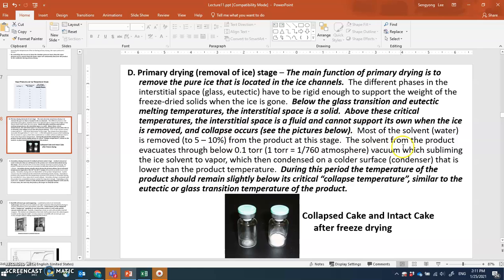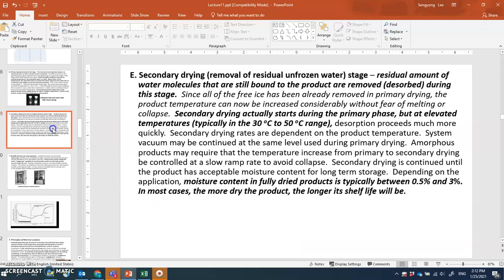During the primary drying, most of the water is removed, leaving 5 to 10% in the product at this stage, evacuated through below 0.1 torr vacuum, which sublimes ice solvent to vapor, which then condenses on the colder surface. During this period, the temperature of the product should remain slightly below its critical collapse temperature, which is similar to the eutectic or glass transition temperature of the product. That's very important, so you need to know what those temperatures are.